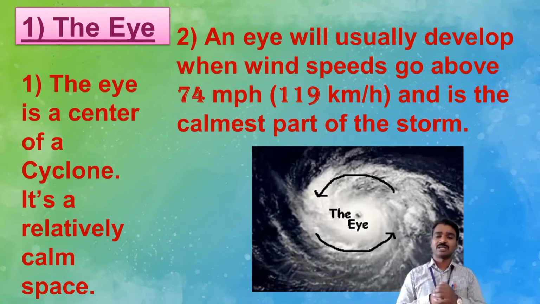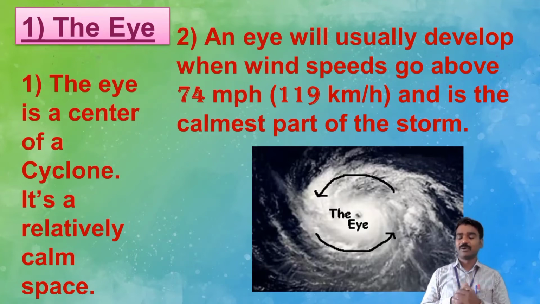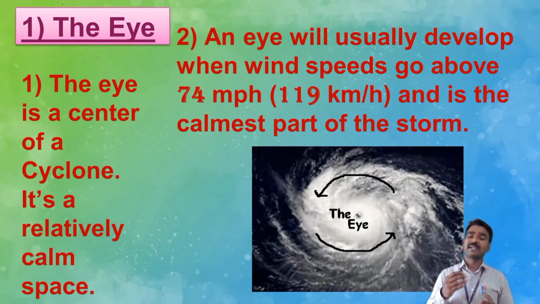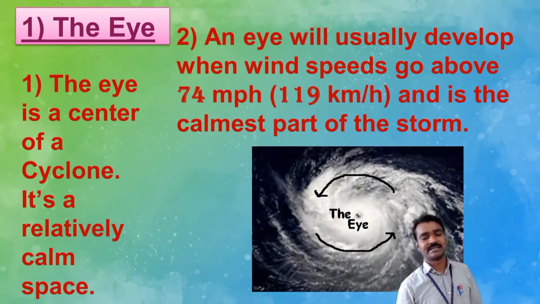It usually develops when the wind speeds go above 74 miles per hour, that means 119 kilometers per hour. If the wind speed exceeds 119 kilometers per hour, then it forms the center of the cyclone. It forms a strong storm, and the strong storm is called the cyclone. So this is the center of the cyclone called the eye.